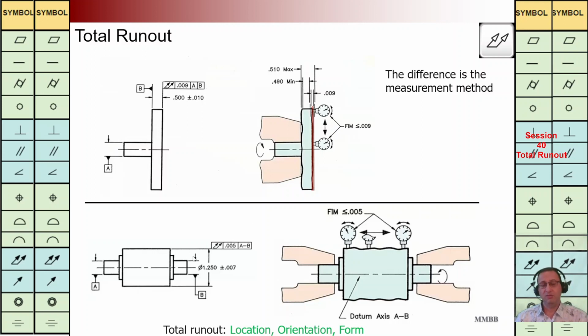At bottom, we are going to have another example. Total run out is here. We are going to have TZ 0.005 back to axis AB. It means we are going to have these two fixtures here, and the component is going to rotate around axis AB, and the dial gauge is going to move left and right to measure total run out for this surface.